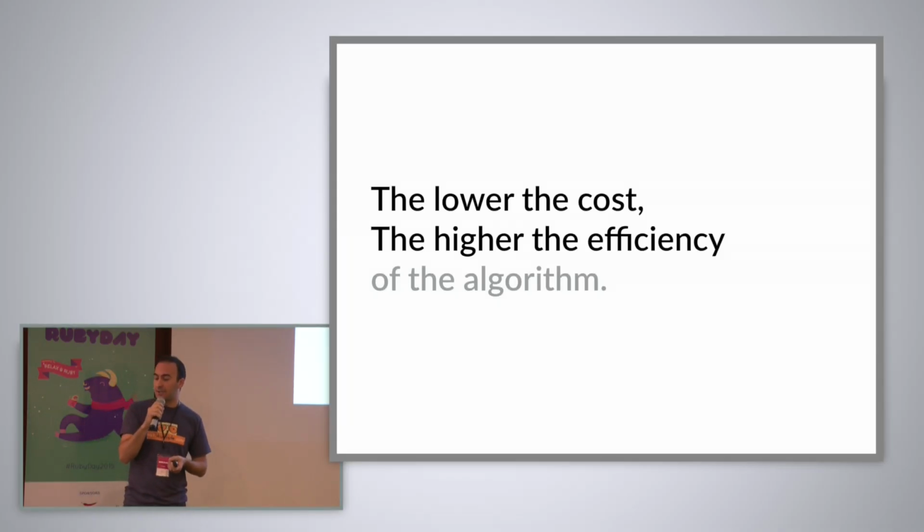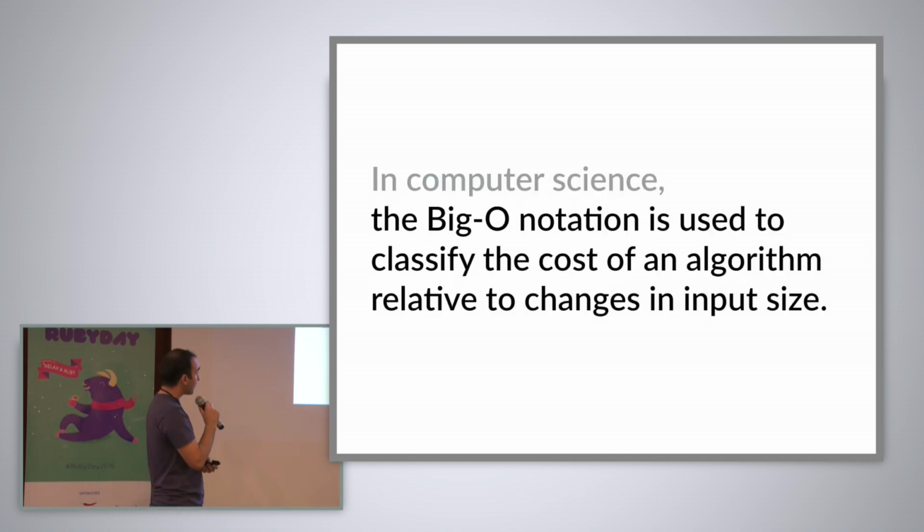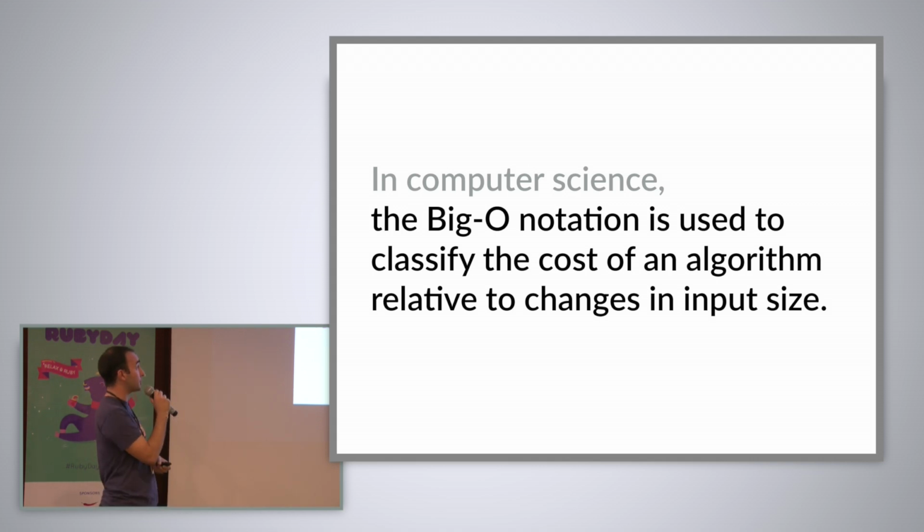But for most of the time, the constraint is the processing time, the CPU time. Of course, the lower the cost, the higher the efficiency of the algorithm. In computer science, we have one way to label the cost of an algorithm, which is called the big O notation. The big O notation is used to classify the cost of an algorithm relative to change in input size. That's a very important thing we'll see in a second.